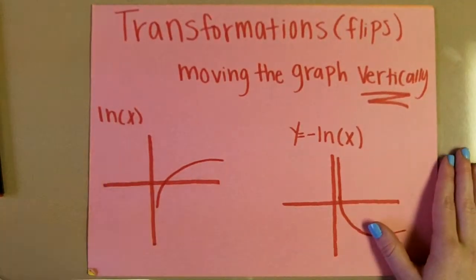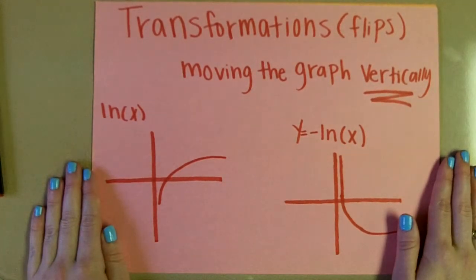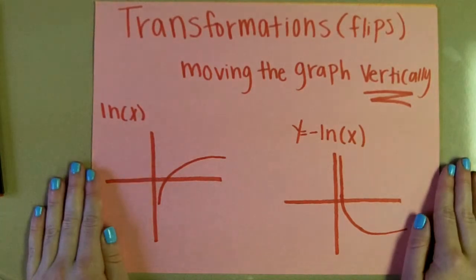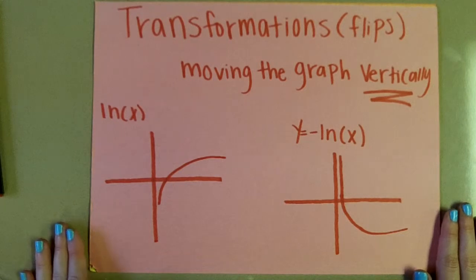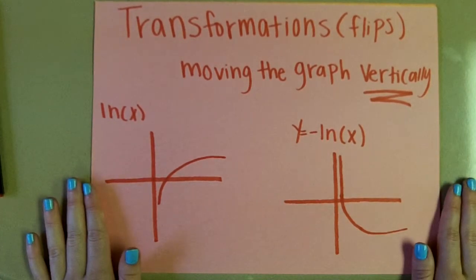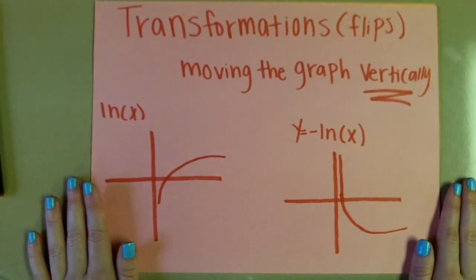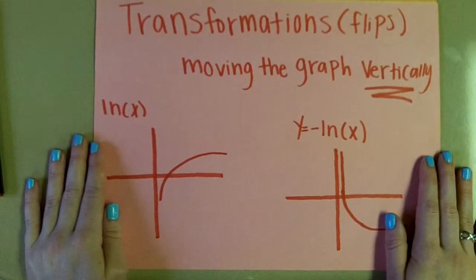Now for flips, you'll need to place a negative somewhere on the function. It's important to remember that if you want to flip the graph vertically, then place the negative sign in front of the entire function. If you want to flip the graph horizontally, place the negative sign in front of the x. So first we're going to flip it vertically.